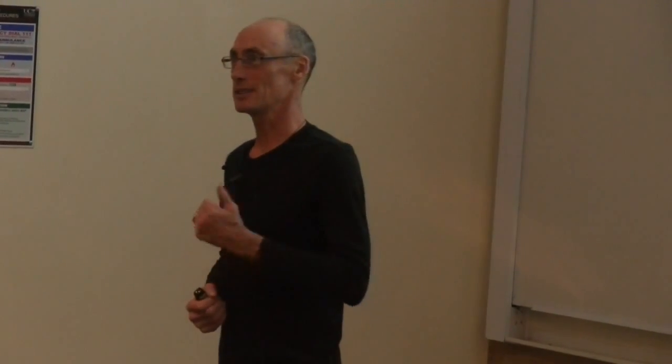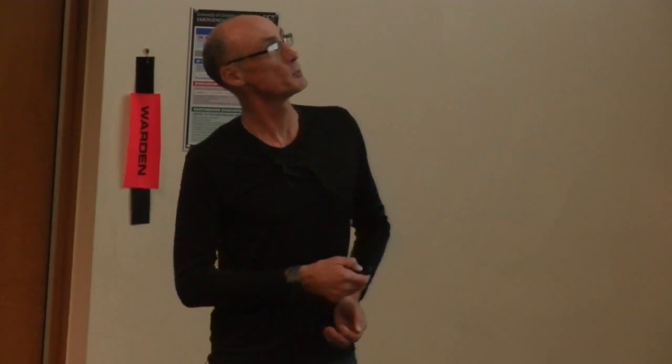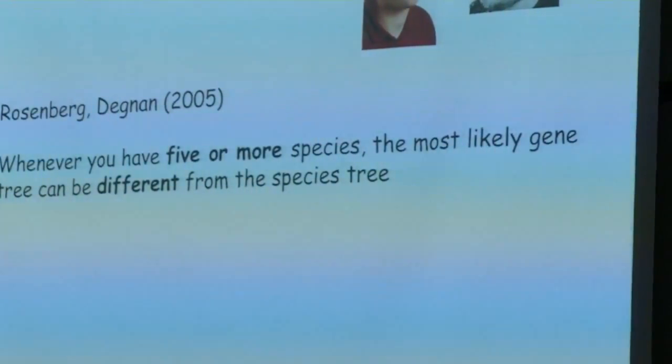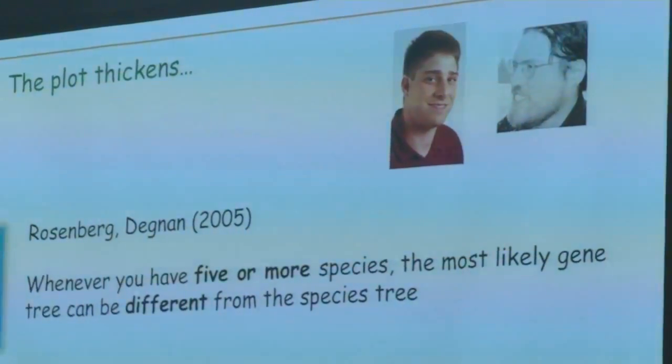So that seems like, well, that problem's solved then. You just sequence lots of genes and take the majority vote for what the tree is. Well, that works for 3 species, but unfortunately it doesn't for more. This guy, James Degnan, was actually a lecturer here until recently, came out from America. He and Noah Rosenberg discovered something rather startling, that whenever you have 5 or more species, the most likely gene tree can be different from the species tree. It was a big surprise in the systematic biology community.